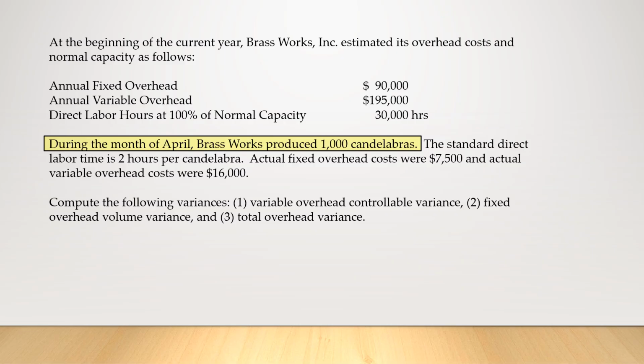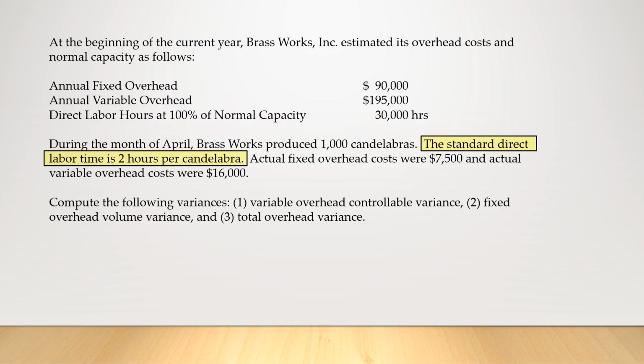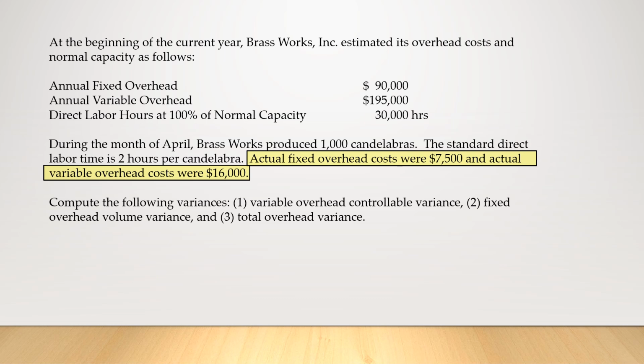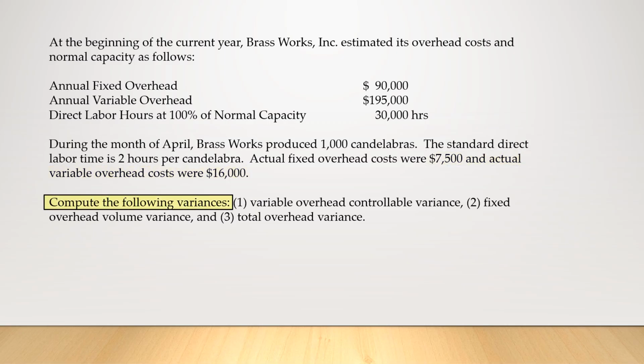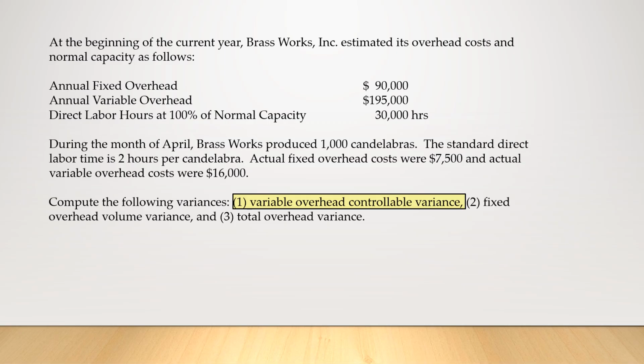During the month of April, Brassworks produced 1,000 candelabras. The standard direct labor time is 2 hours per candelabra. Actual fixed overhead costs were $7,500 and actual variable overhead costs were $16,000. Compute the following variances: the variable overhead controllable variance, the fixed overhead volume variance, and the total overhead variance. Number 1, compute the variable overhead controllable variance.